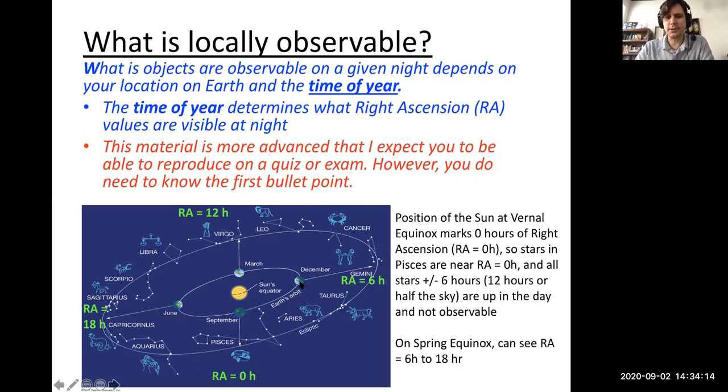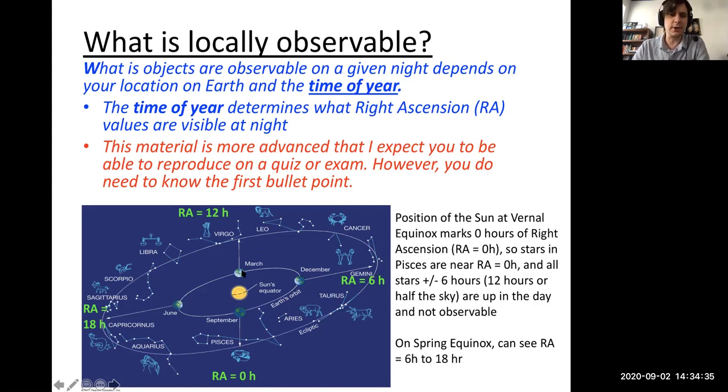In December, now the night side is pointed over here. So at midnight on the winter solstice, this point right here, right ascension 6, would be on your meridian at midnight. And you could see 6 hours before, 6 hours after. So you can see all the stars that have right ascension 0 to 12 hours in December.